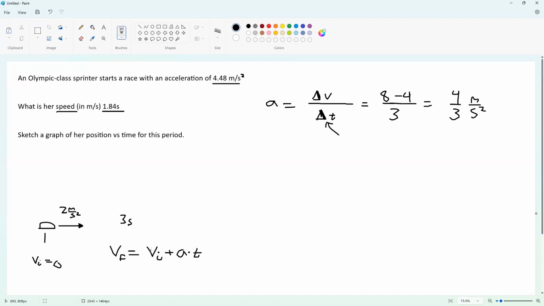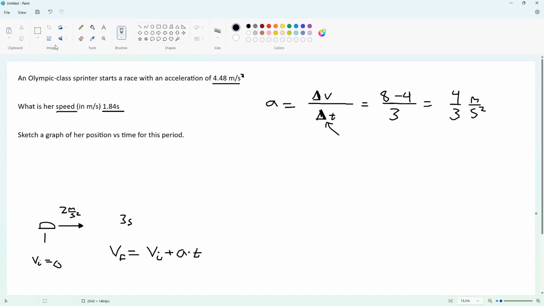Just some advice: in the event that acceleration is constant. Acceleration can be variable. When you're flooring your car, your acceleration isn't going to be constant. That's why your time between 0 and 30 miles an hour versus 30 miles an hour to 60 miles an hour is not the same. That's because you're accelerating slower as you go faster, and the acceleration is not constant. Okay, that makes sense.